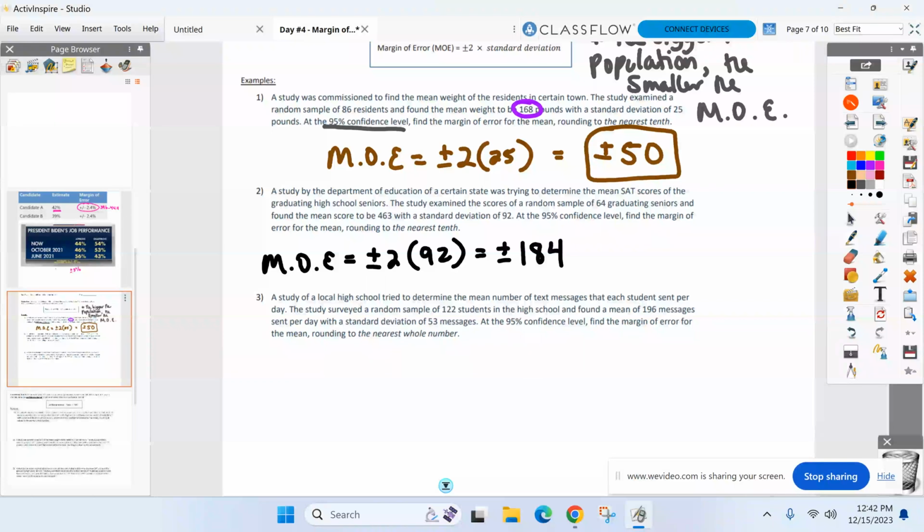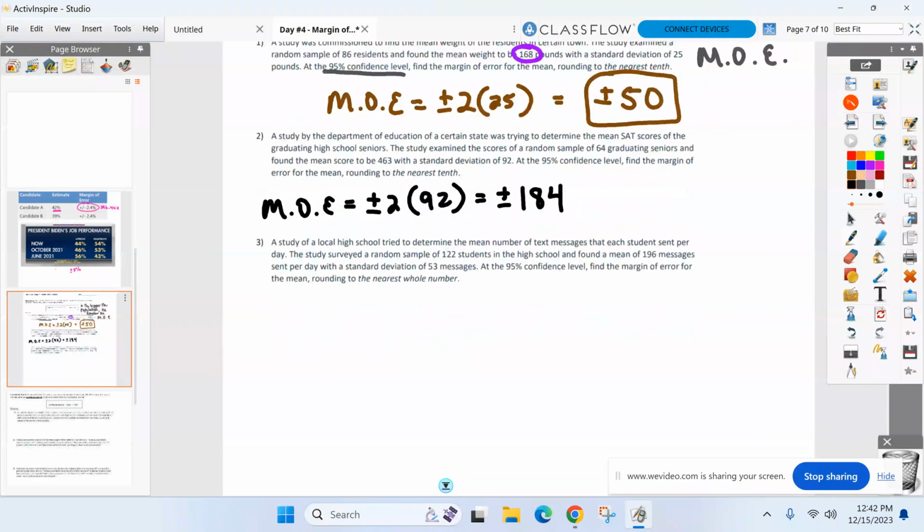So you're telling me the average score is 463, but it actually could be anywhere 184 below or 184 above that. All right, so everyone good on what this margin of error is? It could calculate a range of means. All right, a range. All right, and then finally here, what do we got here?